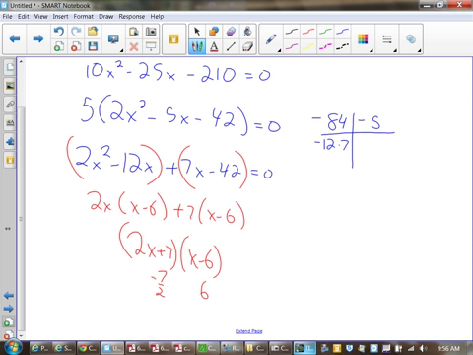Did you have to factor out the 5 to start this problem? No. Could you have still gotten the exact same solution sets? Yes. Because if you use that trick of 10 times negative 210 to get negative 2100, what times what is negative 2100 and adds together to get negative 25? If you go through your tables in your calculator, you're still going to get the factors. It'll still work. Okay? It will still work.